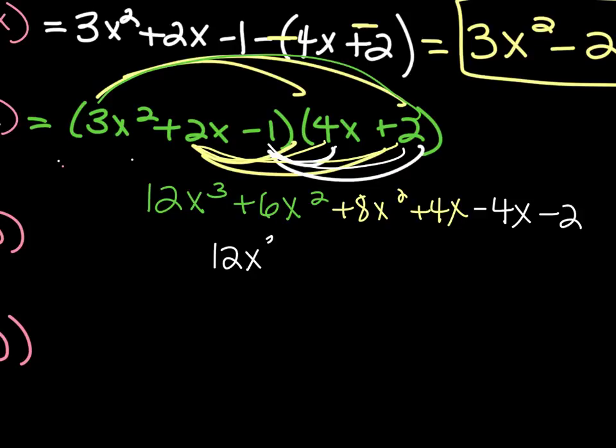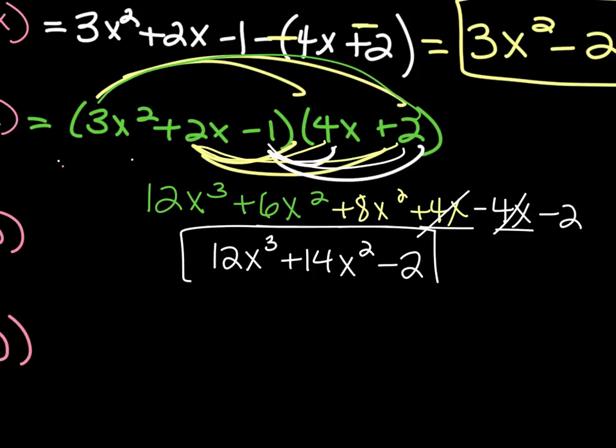Combine your like terms. So this is the only x cubed. There's 2x squared. Add those. There's 2 x's. They'd actually cancel each other out. Minus 2.